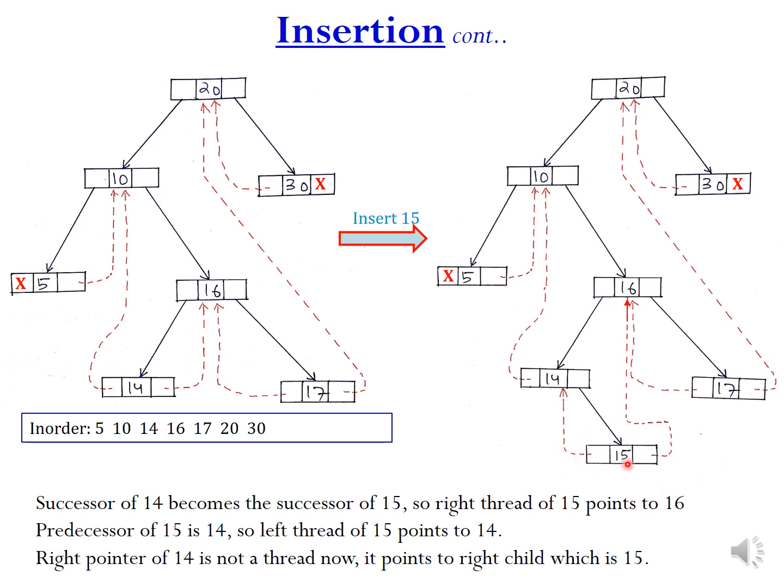So this is the insertion and this is the explanation of this insertion. The successor of 14 becomes the successor of 15. So the right thread of 15 points to 16 and the predecessor of 15 is 14, so the left thread of 15 points to 14. The right pointer of 14 is not a thread now, it points to its right child, which is 15.